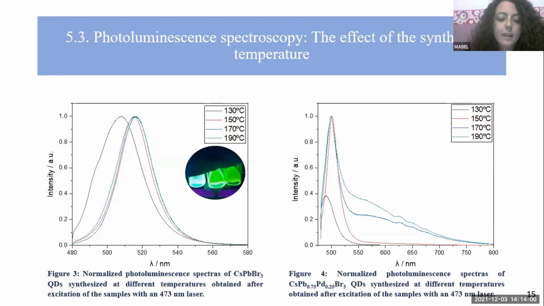Now I am going to comment on the results of the photoluminescence spectroscopy characterization. On the screen, we can see the normalized photoluminescence spectra of the perovskite quantum dots obtained under excitation at 473 nanometers. In the case of cesium lead tribromide, we can see a redshift of the emission band as the temperature is increased. This same effect can be observed as the synthesis temperature increases in the case of the palladium-doped samples.